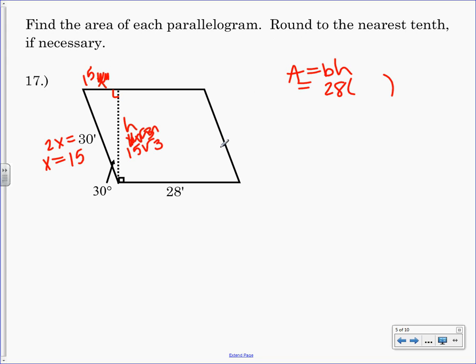Do you guys want me to say that again? Okay? Across from the 30 is your x. Across from the 60, because it has to be 60, is your x root 3, and your hypotenuse is 2x. The 30 is the only thing they gave me, so I have to start there. If 2x is equal to 30, divide by 2, x is 15. So that means the across from 30 side is 15, and the across from 60 side is 15 square root of 3. So my height is 15 square root of 3. And you plug and check. Nearest tenth.